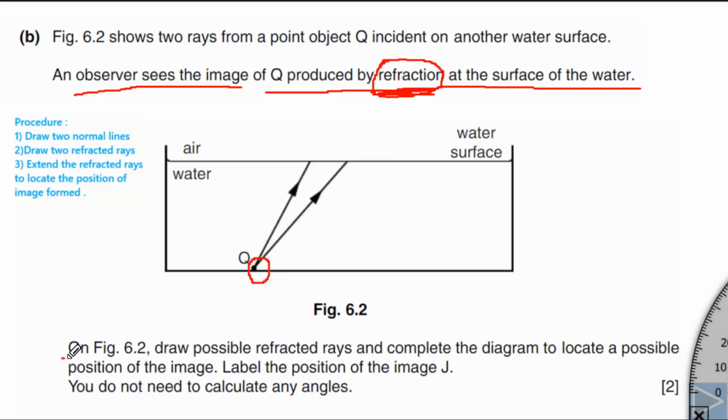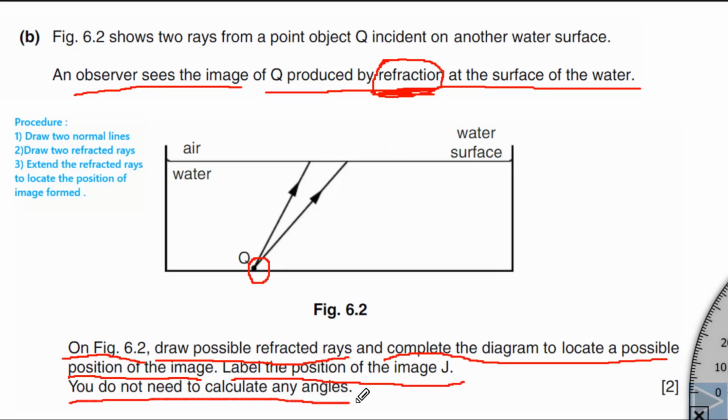This question is asking us, on figure 6.2, to draw possible refracted rays. Possible means we do not need to worry a lot about angles. We complete the diagram to locate a possible position of the image and label it using letter J. It is also given that you don't need to calculate any angles. First of all, we need to draw the normal line. So let's draw the normal line here. So this is our normal, quite good one.